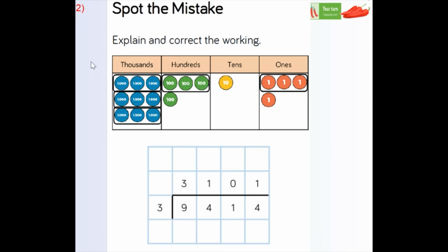You've got your place value counters here, but you've also got your bus stop method down here. Could it be something to do with this section here, this column? Pause the video and have a go at that.